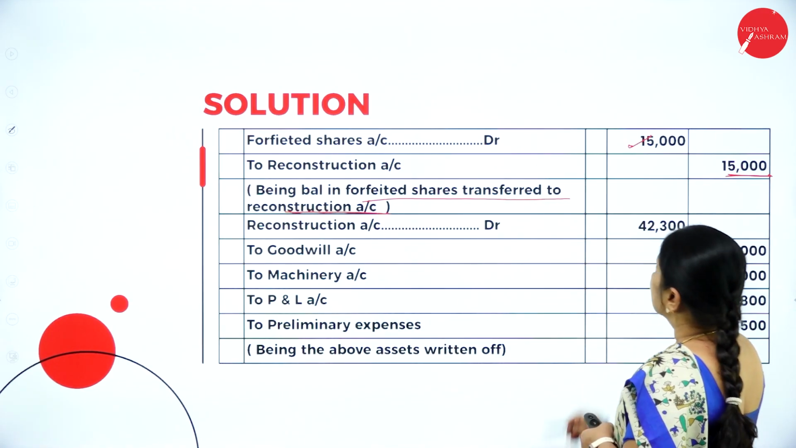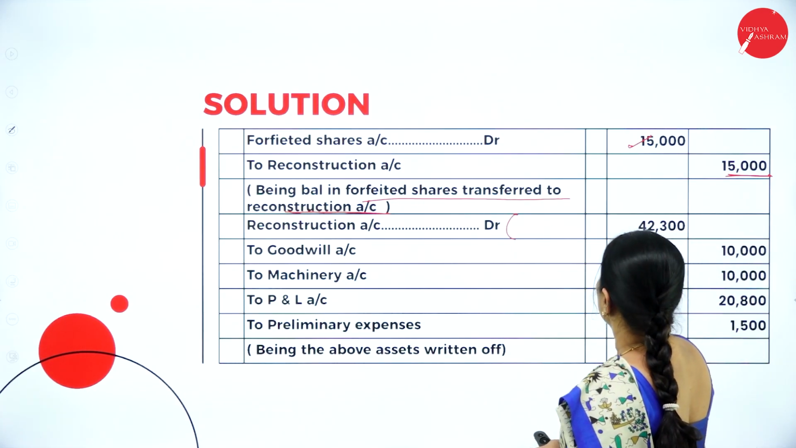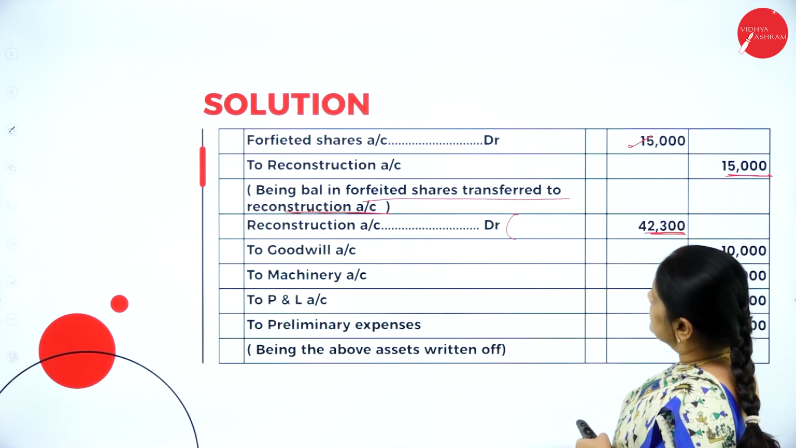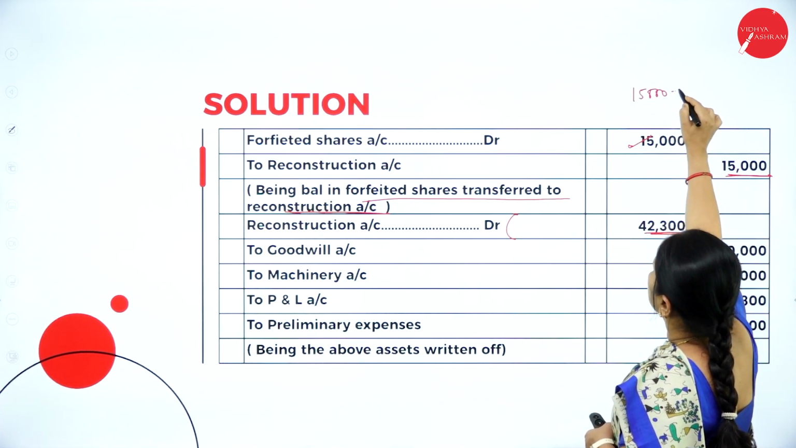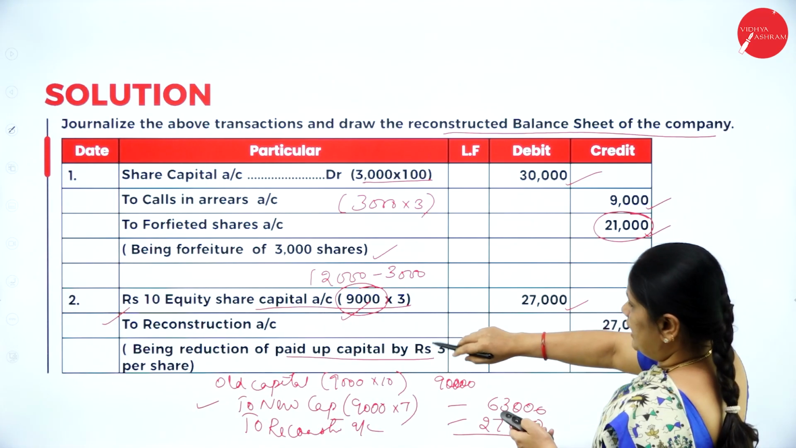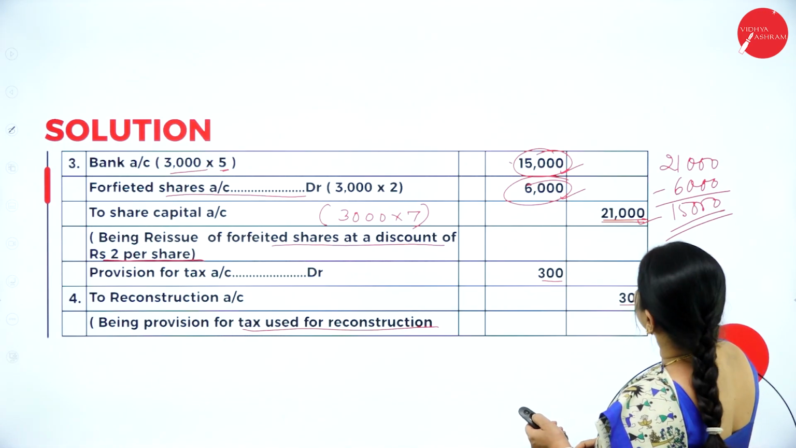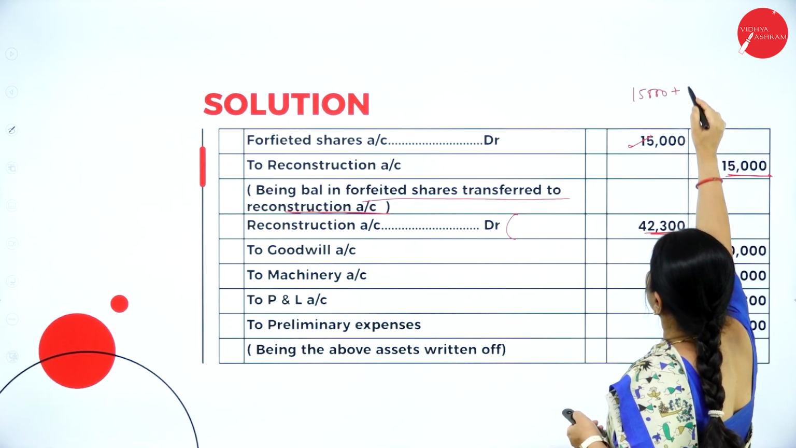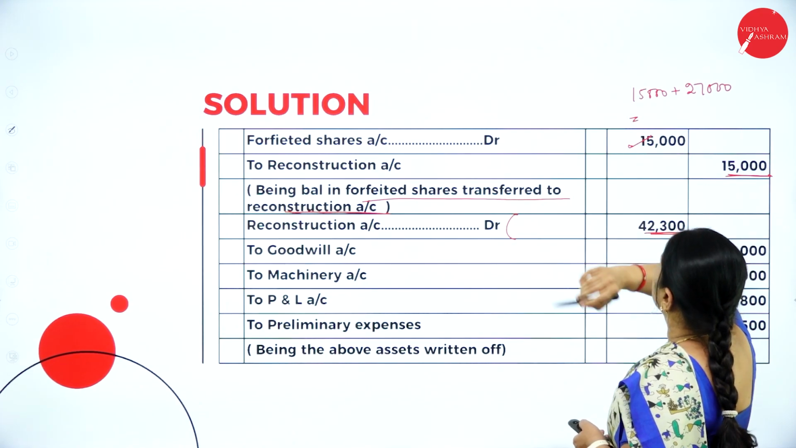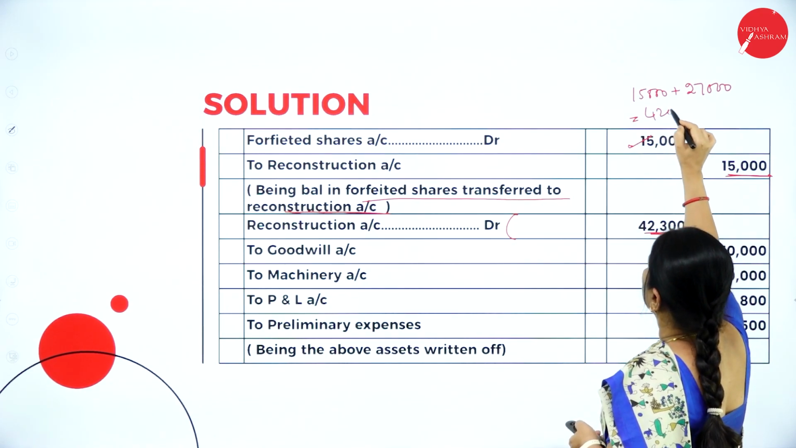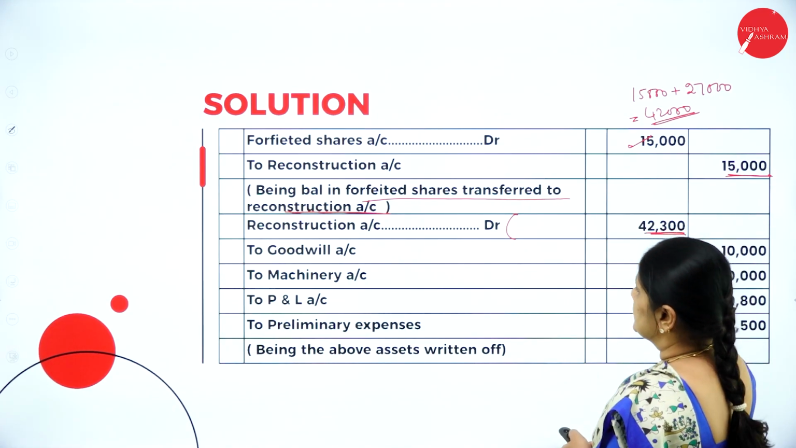Now, in the reconstruction account, we have to just see what is the total balance. How we got 42,300. See, there is a credit of 15,000 here in the previous entry. Next, we have this 27,000. So 15,000 plus 27,000, what is the total? 42,000. So, the total is 42,000.